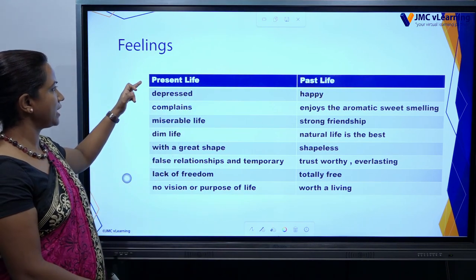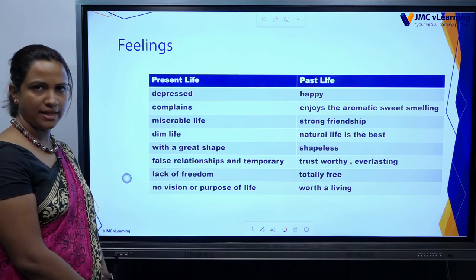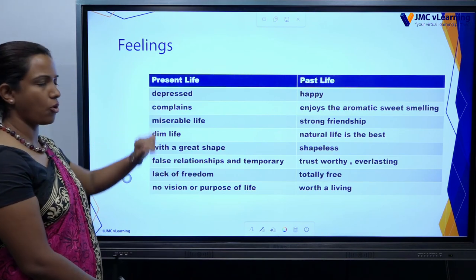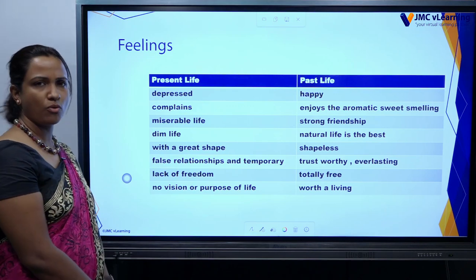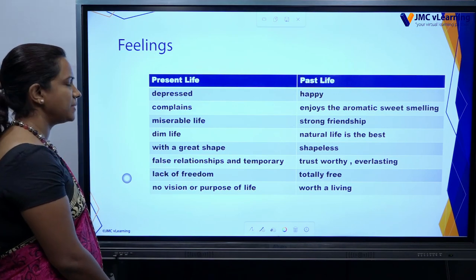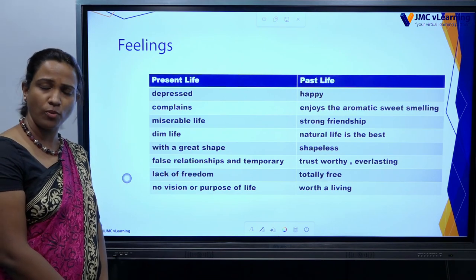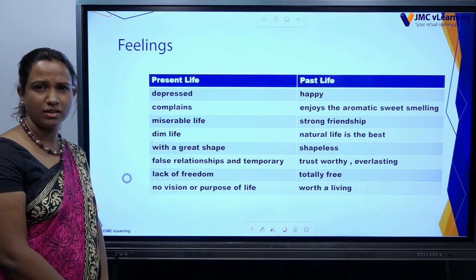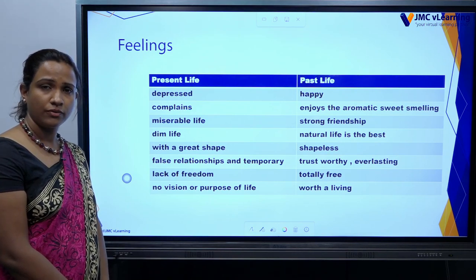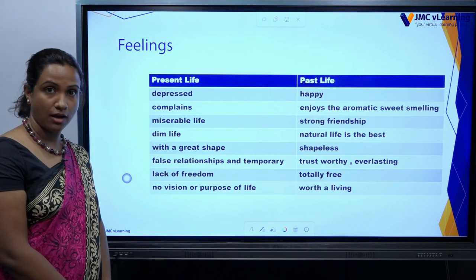So how does he feel about the present life? He's depressed, very sad, and he always complains about the present life. He says, I am in a form of a death situation. A miserable life. Miserable means there's no purpose, no vision at all. It's a dim life, dark, with no light at all. When you don't have a vision, it is dark and dim.